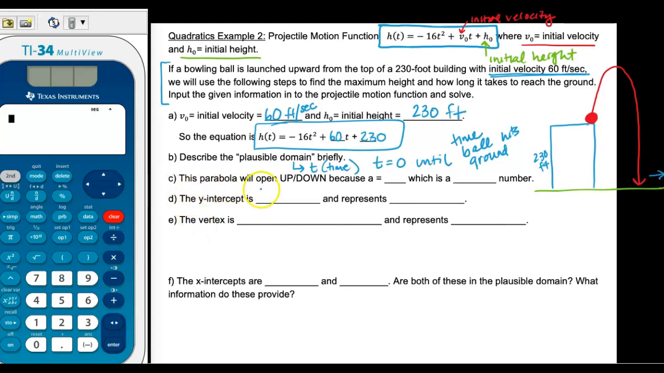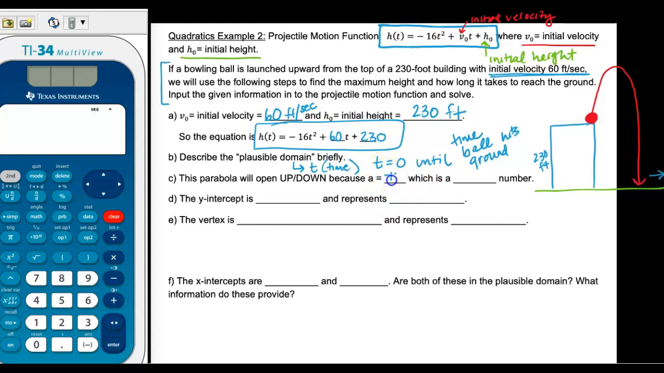Part C, this parabola will open up or down because of a. So now we can look at our picture, forget the equation for a minute. We can look at our picture and see that it's going to open down just because of the nature of what would happen if we threw a ball up in the air. But if we also look at our equation, a is negative.